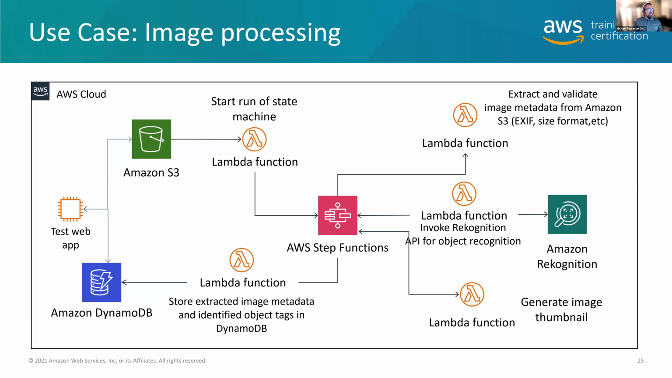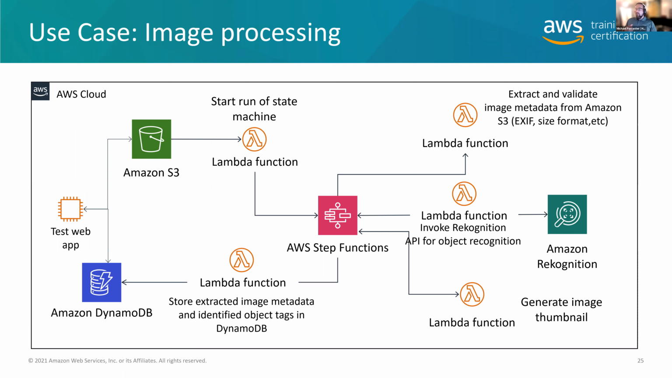So here are some use cases where step functions might make sense. Here is some image processing. This is where you've got a Lambda function that is storing extracted metadata and object tags in DynamoDB. You've got other Lambda functions that are calling Rekognition, which does image analysis and recognition of the images inside of an image. You've also got Lambda functions that are generating image thumbnails, and you've got a function that's going to extract and validate image metadata, like size, tags, anything else that's in there. So that whole workflow can just be orchestrated using step functions.